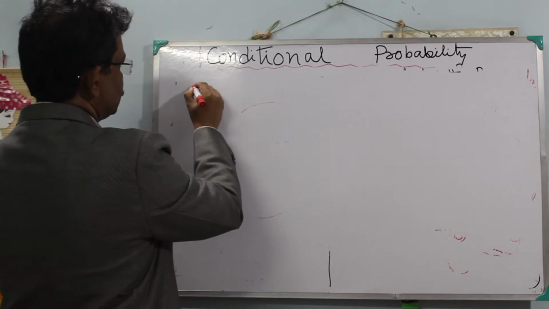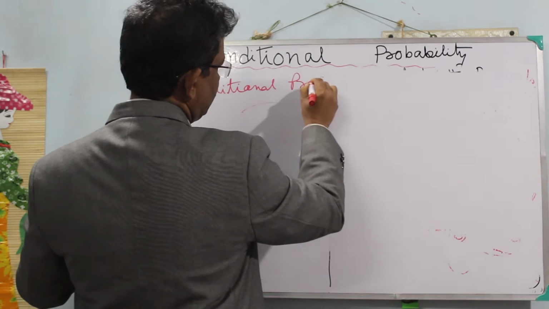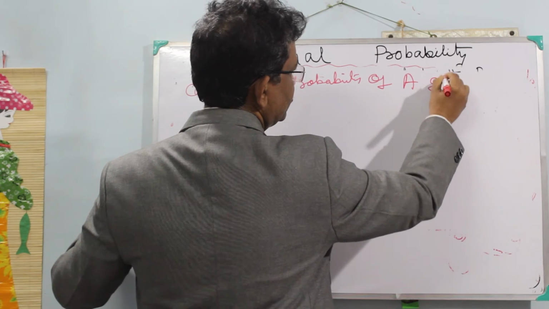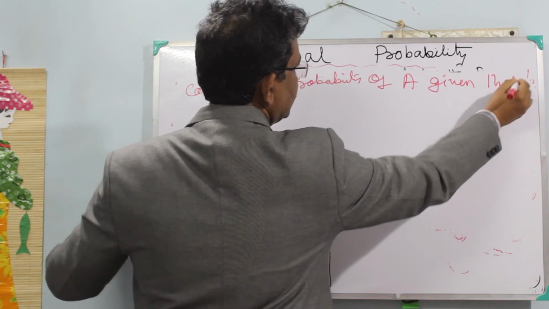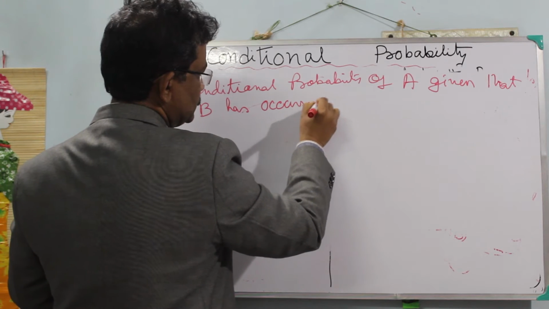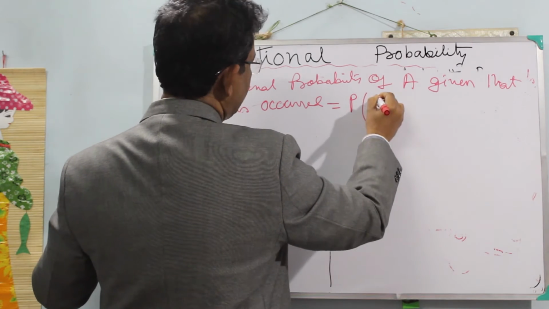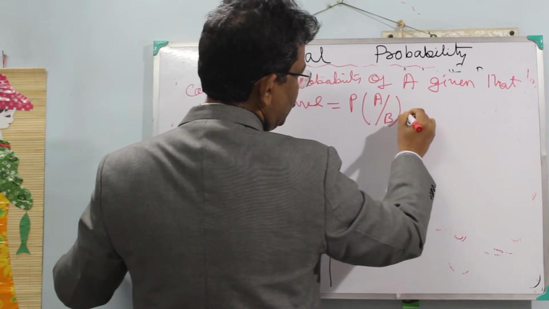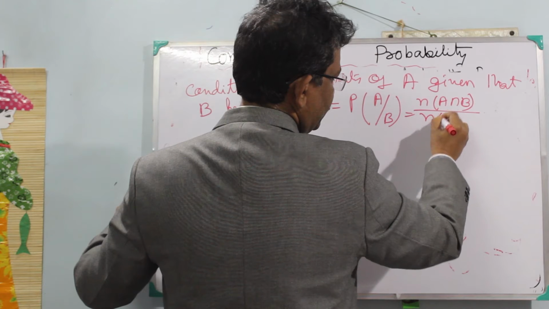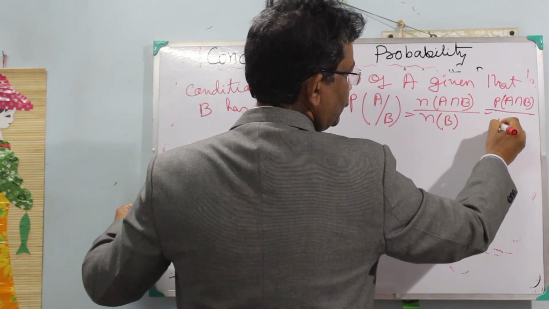So the conditional probability of A given that B has occurred is equal to, symbolically, probability of A given B equals N of A intersection B divided by N of B, or probability of A intersection B divided by probability of B.